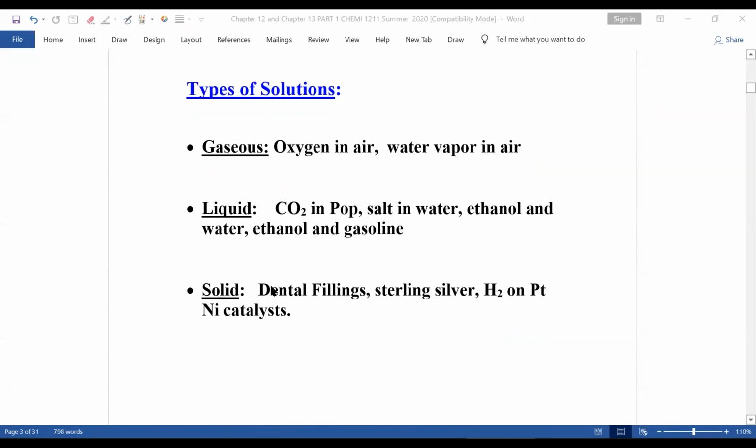Now, when we have solutions, most people think of liquids as solutions. But as I said, oxygen is a solute in air, and nitrogen is the solvent. Also, what's a solute in air? If you go outside today, it's really humid. That means there's a lot of water vapor, or water molecules, in the air. Now, liquids can be very complex or simple.